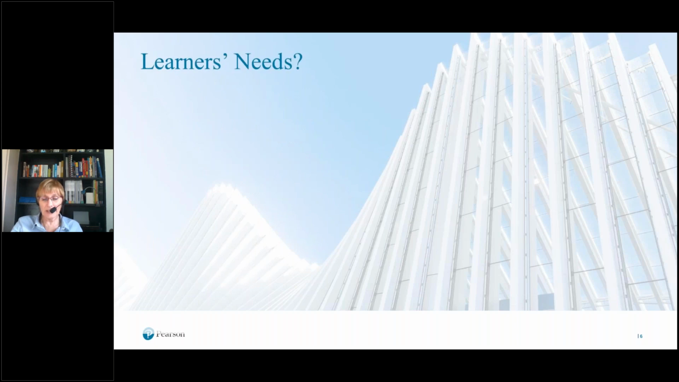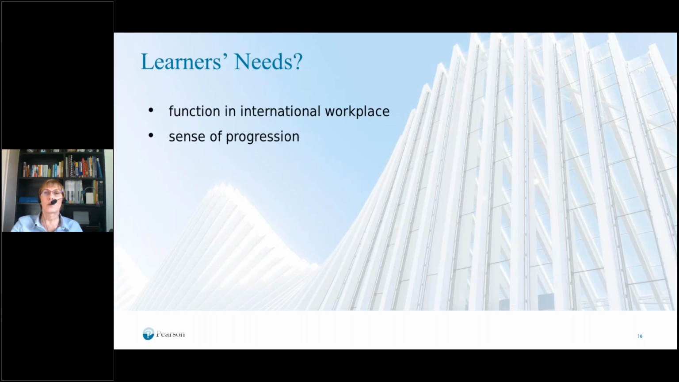And what do our students need then? So what they particularly need is the ability to function effectively in an international workplace, and they need the language skills and the work skills to do that. They also need to attain a sense of progress, because they feel like they're starting, like they're kind of late runners, and therefore they need to feel that they can make progress and that they can make progress quite quickly.